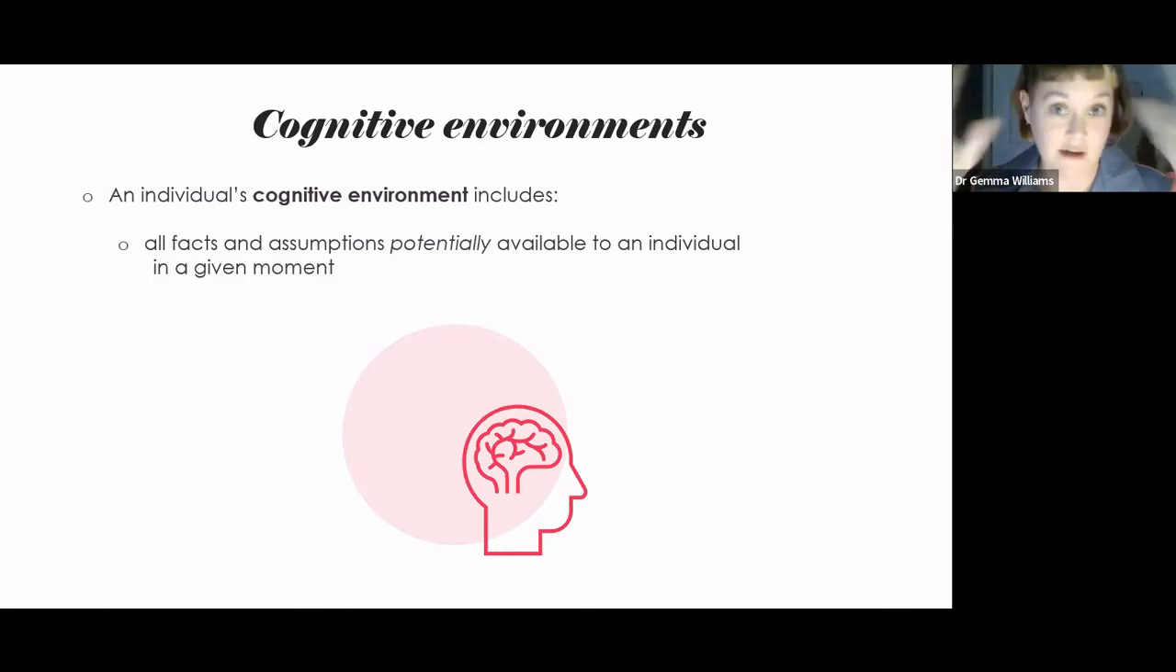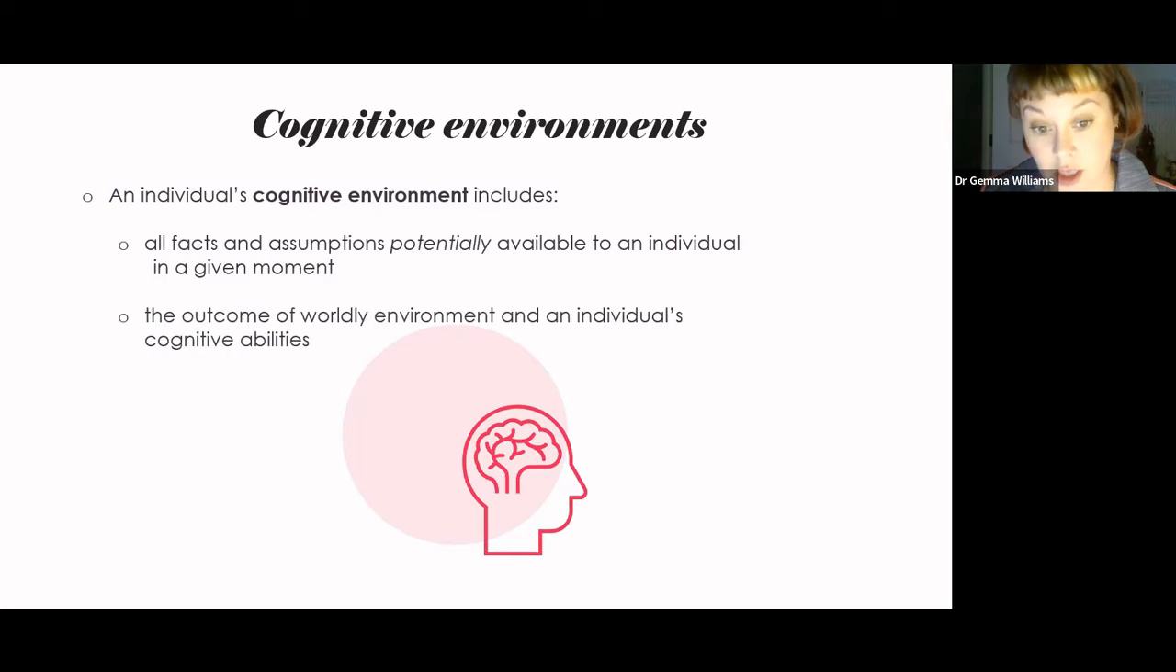But that's not the entirety of my cognitive environment. There are also all the things that I've got the potential to understand or the potential to assume about the world that's just sitting there available and within reach. And that's what we call the cognitive environment. And this is really the outcome of the worldly environment that you're in, your life experiences, your physical environment, your education, your culture, and your individual cognitive abilities. Everything that's brought you to where you are now shaped your cognitive environment. So everyone's is completely unique, but we probably have a lot of things in common if we've grown up in similar environments.